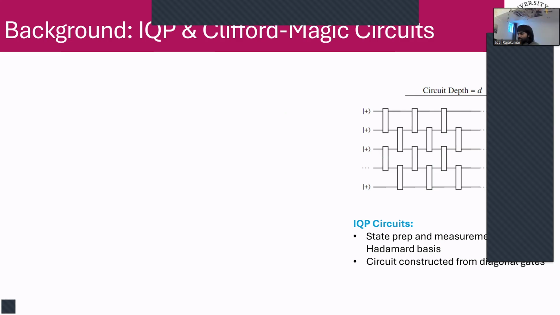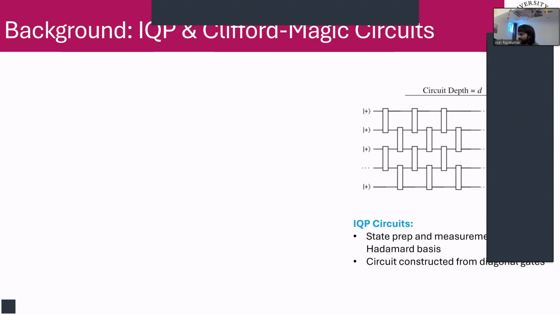So I'm going to be looking in this work at two types of circuits, and you'll see this is also just because it helps the proof work, but it's also interesting just to look at these circuits and understand what happens when you restrict the gate sets. The first is the IQP circuit. This has state prep and measurement in the Hadamard basis, and circuits constructed from diagonal gates.